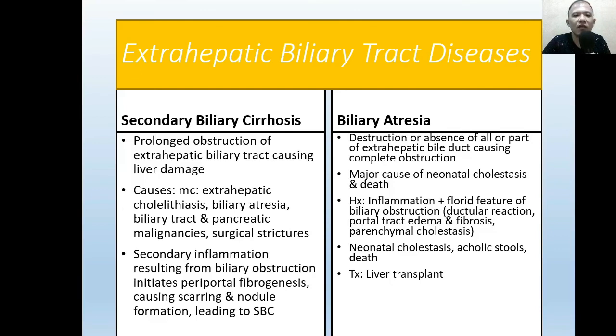Another example of extrahepatic biliary tract diseases is, number one, secondary biliary cirrhosis. This one is most commonly caused by gallstones. Okay, so it's prolonged obstruction of the extrahepatic biliary tract causing liver damage.